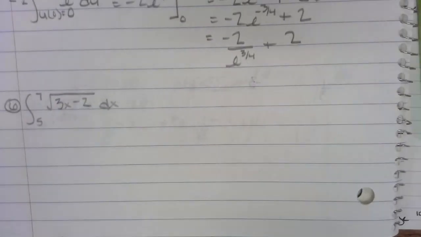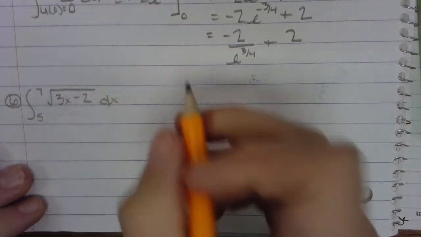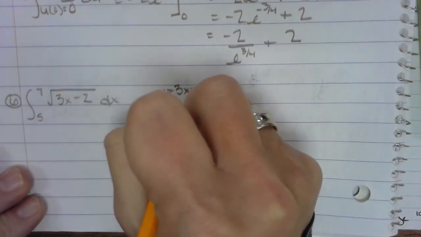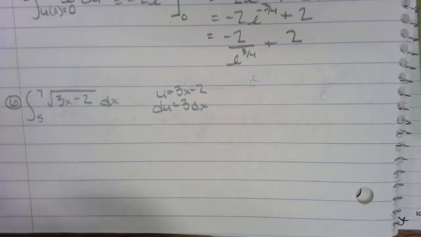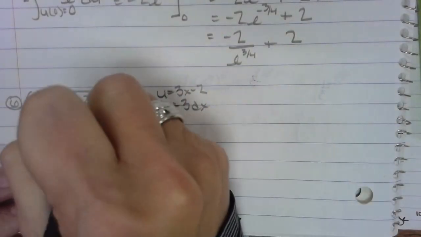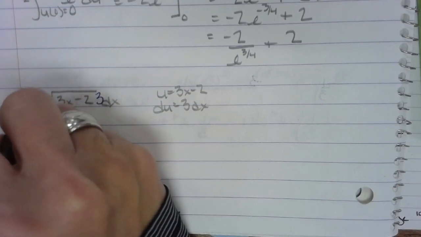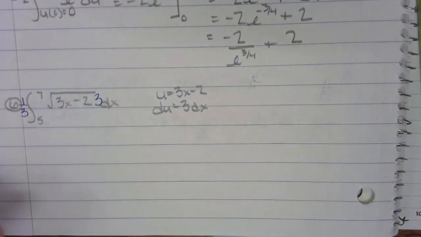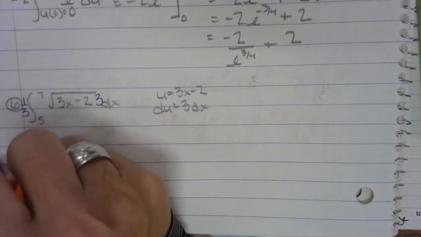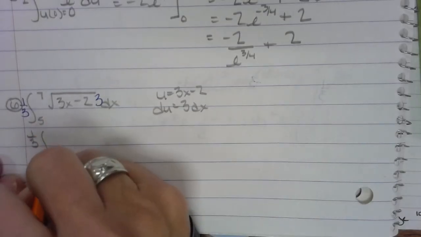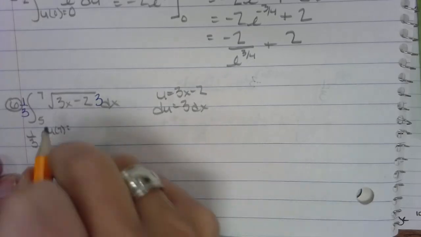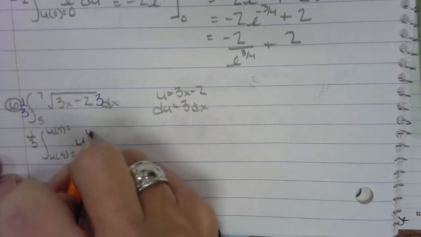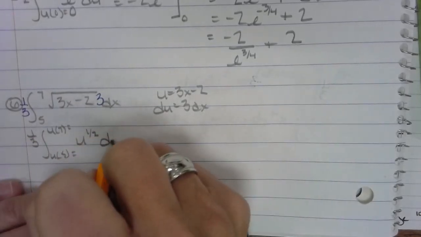Again, this is definite, so you don't need a plus c for it. My u is 3x minus 2, du equals 3 dx. I don't see the 3, so I'm going to need it. I need 1/3 out here. When I write this 1/3, I'm going to put u of 5 and u of 7, because I'm about to put u's in, so I have to change my bounds. This is going to be u to the 1/2 because of the square root, and then du.